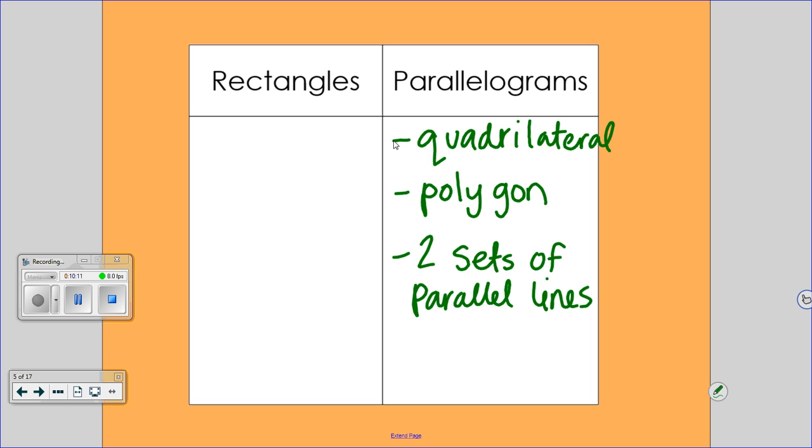Now follow the rules for a rectangle. Find your rectangle flappy. Because guess what? A lot of these are going to overlap. Does a rectangle have to be a quadrilateral? Yes. So your first rule under rectangle, you need to write quadrilateral. It has to have 4 sides and 4 corners.